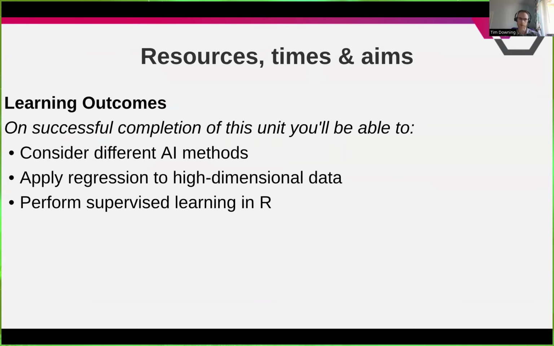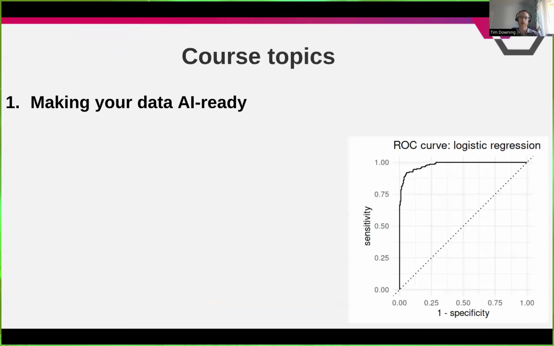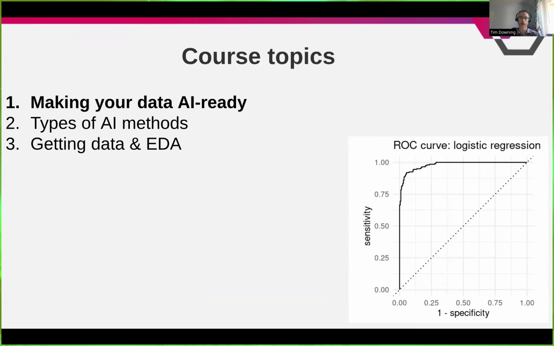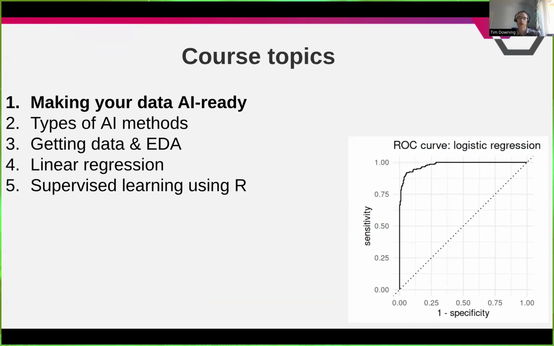This is designed for people who are looking at the relevant course material with the RMD file available as well. So let's move on to making our data AI ready, revising in short terms the types of AI methods, getting data and performing EDA, which is outlined in more detail in the course SD9 exploratory data analysis. We'll talk about linear regression in more detail using the R code, and the same with supervised learning using R. Again, we'll go into more detail there.